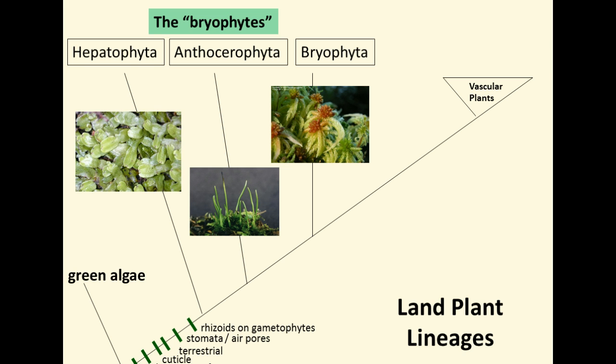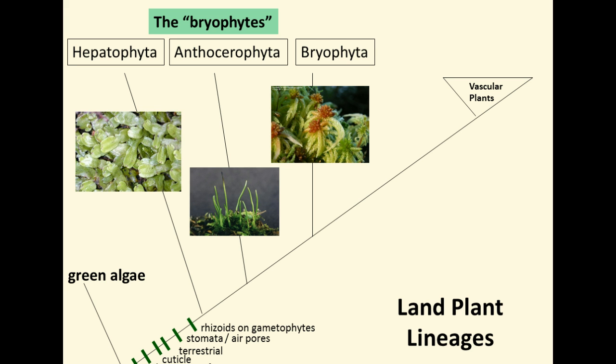All right, so what are the bryophytes? So we call all of these things bryophytes because they're short. If we look at our phylogeny, we can see that the green algae is found right here. It's kind of an offshoot, an outgroup in this phylogeny. And notice these synapomorphies here: we have the cuticle, it's terrestrial, has stomata or air pores, and rhizoids on the gametophytes.